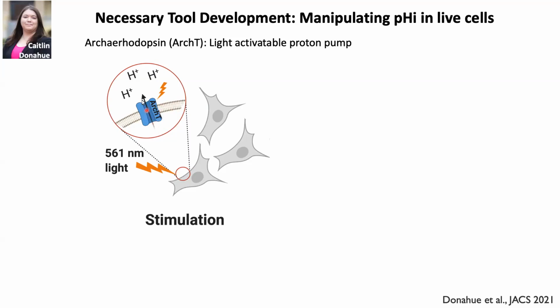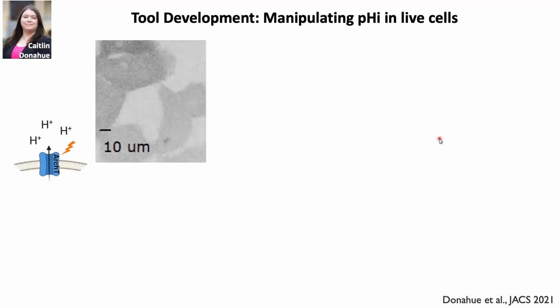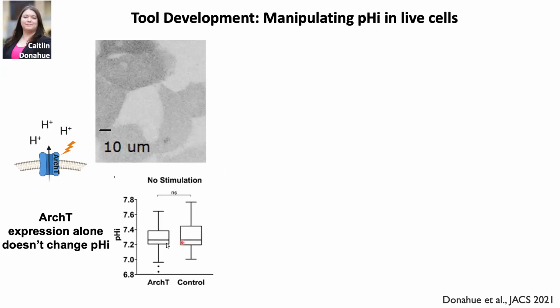It's called ArchT, and it pumps protons across the plasma membrane when stimulated with 561 nanometer light. It has previously been used on very short timescales, but Caitlin has adapted this for longer timescales to raise pH in single cells. In all of the data that I'm showing, we use genetically encoded or dye-based pH biosensors to read out intracellular pH. So the first thing that Caitlin did was test whether the expression of the tool alone altered pHi. Luckily, she saw that there was no difference in pH in the absence of stimulation between the ArchT expressing cells and the control epithelial cells.